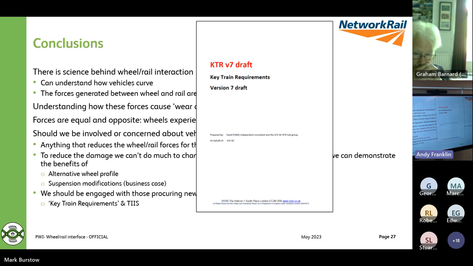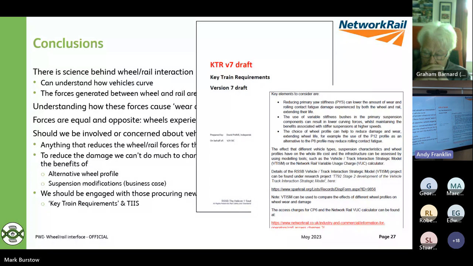The early versions didn't really say anything about the wheel-rail interface. But the latest version, we've managed to put some stuff in to talk about the importance of suspension characteristics. Reducing primary yaw stiffness can lower the amount of wear and RCF that you'll get. Things like P12 wheel profiles are good things to do. So hopefully we can actually help guide things to be better for the future.